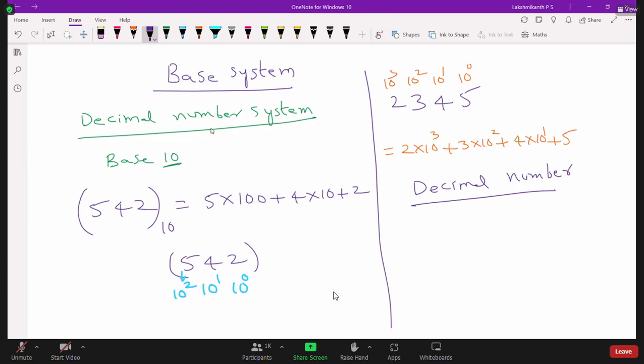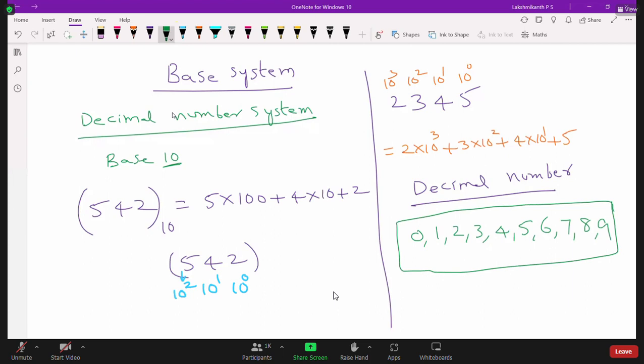When we use a decimal number system, what are the digits we use generally? The digits which we use generally are 0, 1, 2, 3, 4, 5, 6, 7, 8, and 9. These are the only digits we use in the decimal number system. We don't use any number other than these. So this is the decimal number system where the base is 10, and we take digits from 0 to 9.